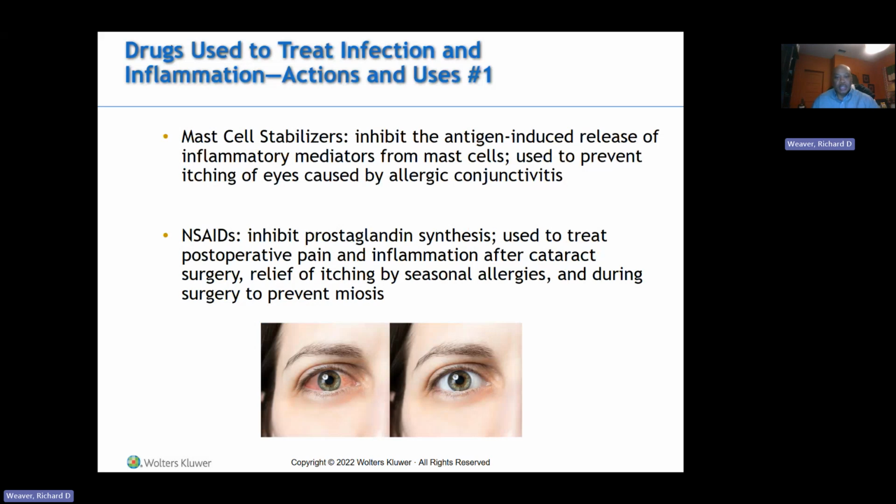Now, these drugs are used to treat post-op pain and inflammation after cataract surgery, for the relief of itching of the eyes caused by seasonal allergies, and also during eye surgery in order to prevent miosis, or constriction of the pupils.